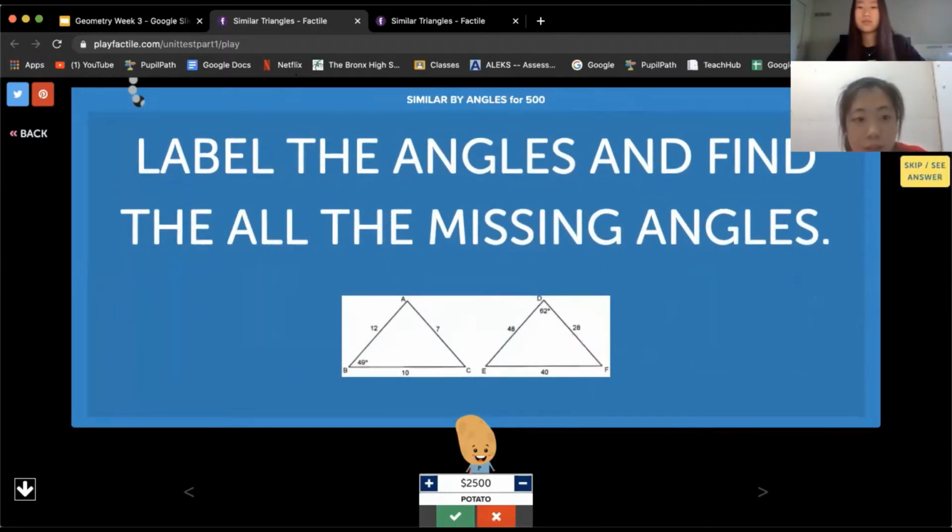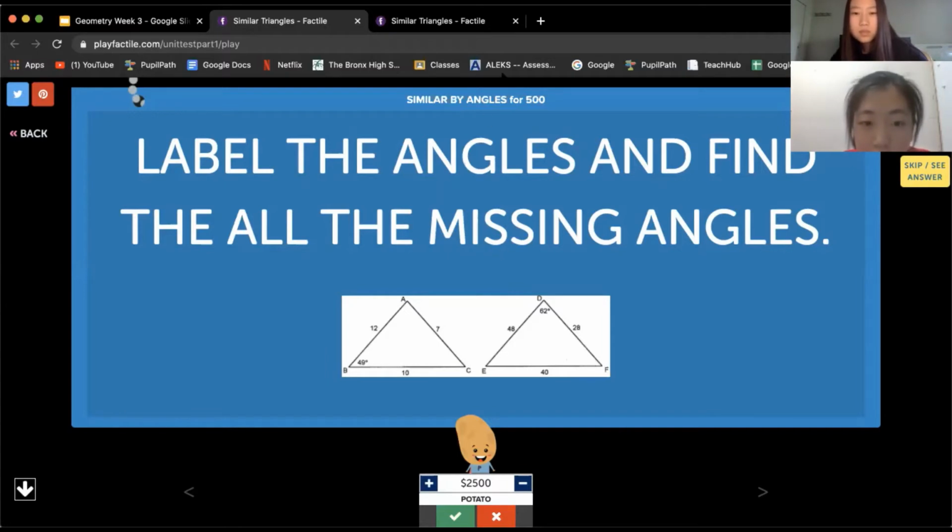Label the angles and find all the missing angles. So we are doing like what we did before. These two triangles are similar because their sides are in proportion. And now we just have to find the missing angles.